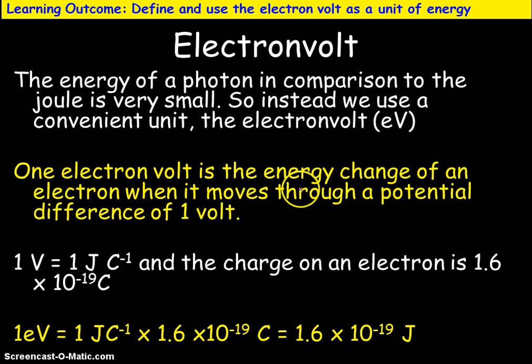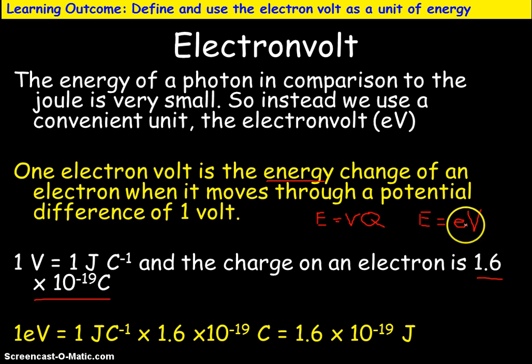So 1 electron volt is the energy change of an electron when it moves through a potential difference of 1 volt. So we should remember from module 2 that energy is equal to the voltage times the charge on an object, and for an electron this equation becomes the energy of an electron that's accelerated through a potential difference will be equal to E, which is the charge on an electron, which is 1.6 times 10 to the minus 19 coulombs, multiplied by the voltage.